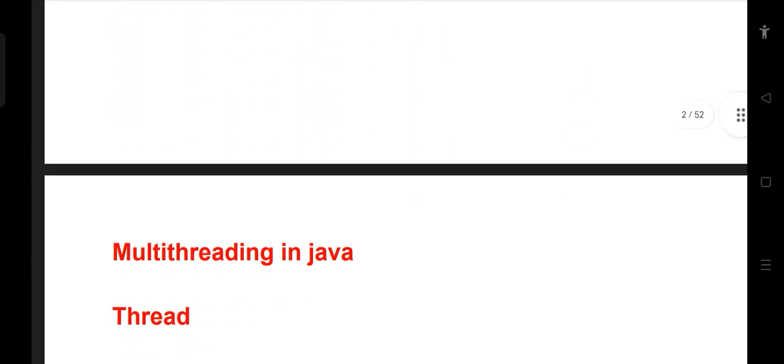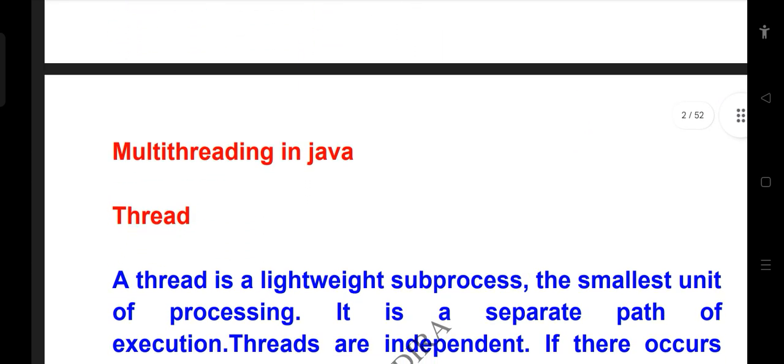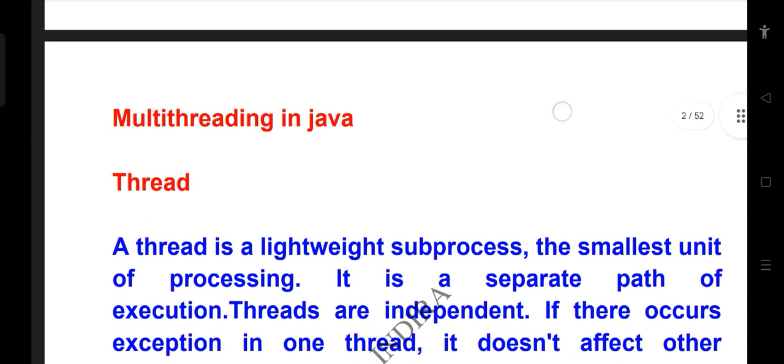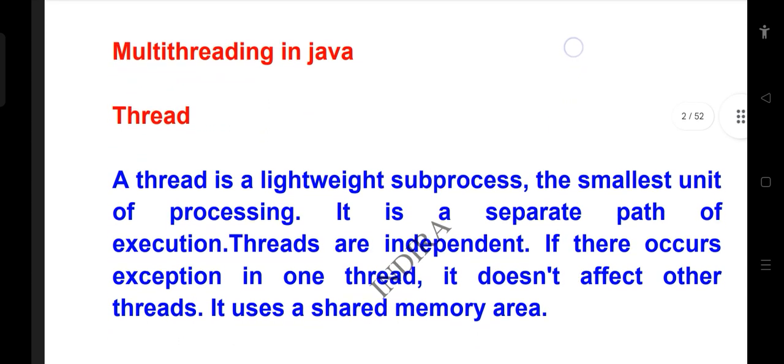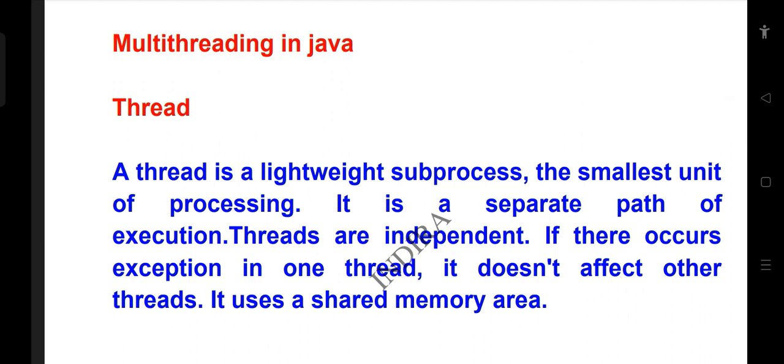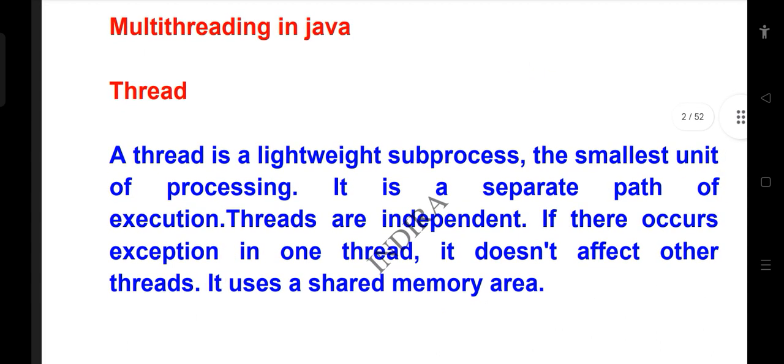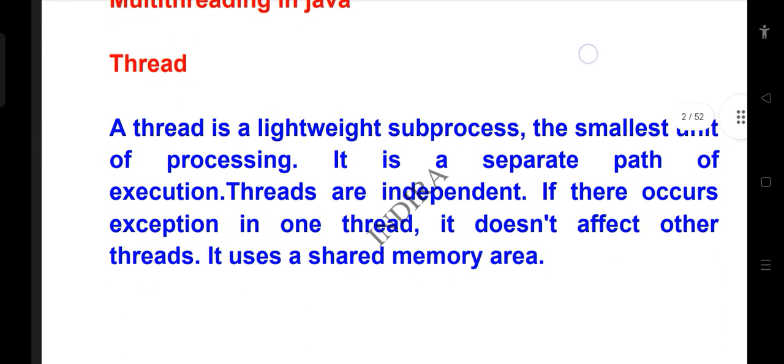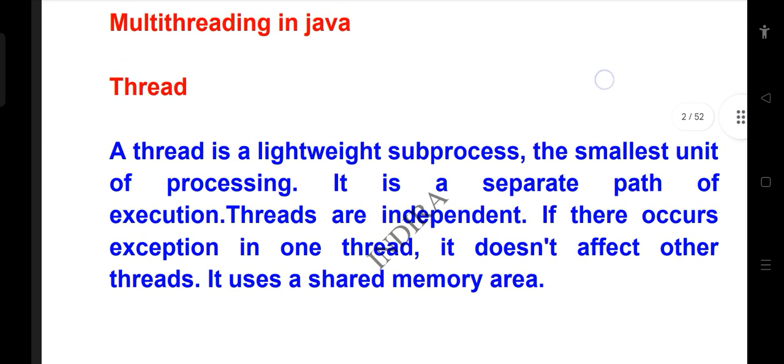Coming to the concept of multi-threading in Java. Before learning about multi-threading in Java, you should learn the meaning of the term thread. Here is the definition of a thread. A thread is a lightweight subprocess, the smallest unit of processing. It is a separate path of execution. Threads are independent. If an exception occurs in one thread, it doesn't affect other threads. It uses a shared memory area.